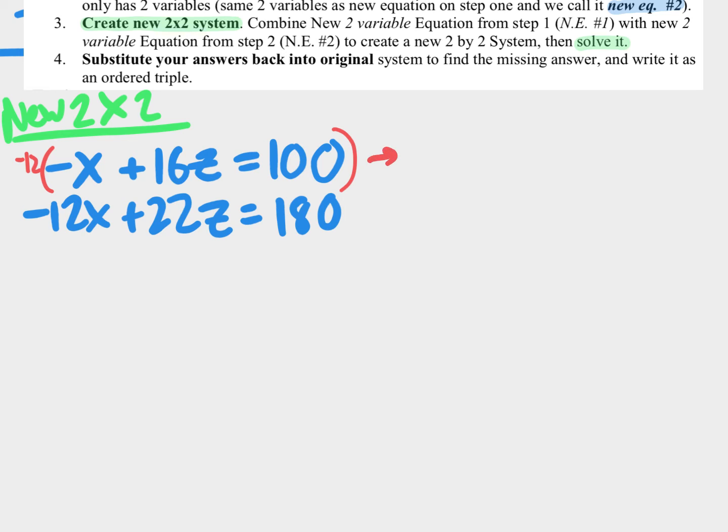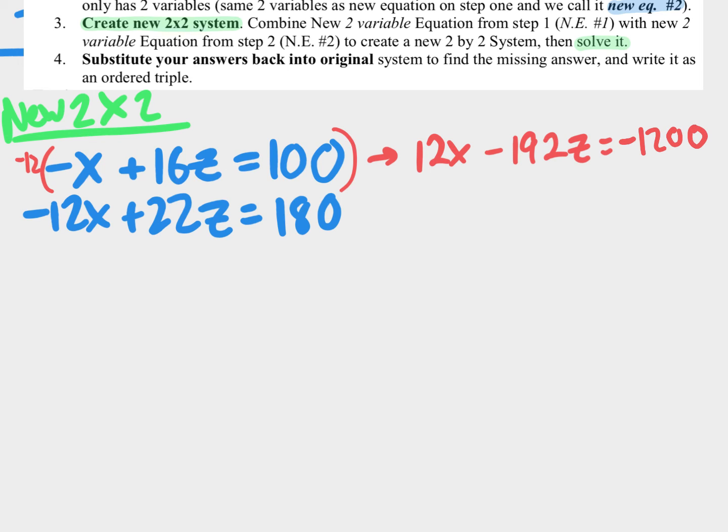So I will get positive 12x. I need a calculator. What's negative 12 times 160? Anybody? So we get negative 192. Please let me know if we're wrong here. And last but not least, 12 times 100 is 1200, right? So equals negative 1200.